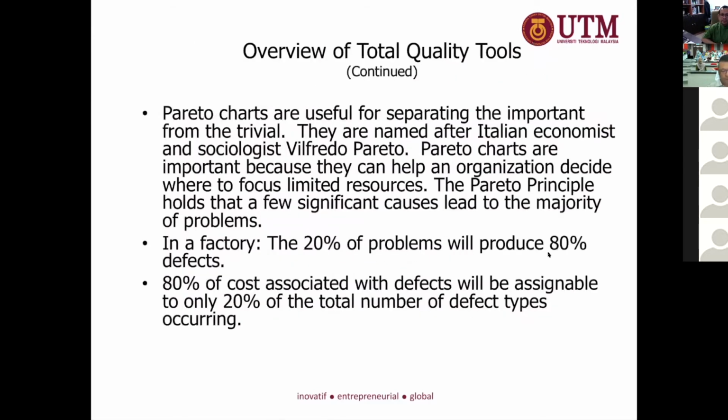So first, I would like to introduce what Pareto is. It is about the 80-20 rule. So in quality, although this looks small, 20%, it might contribute to the majority. So in quality, we cannot simply ignore what is small, and sometimes we think it is unnecessary.